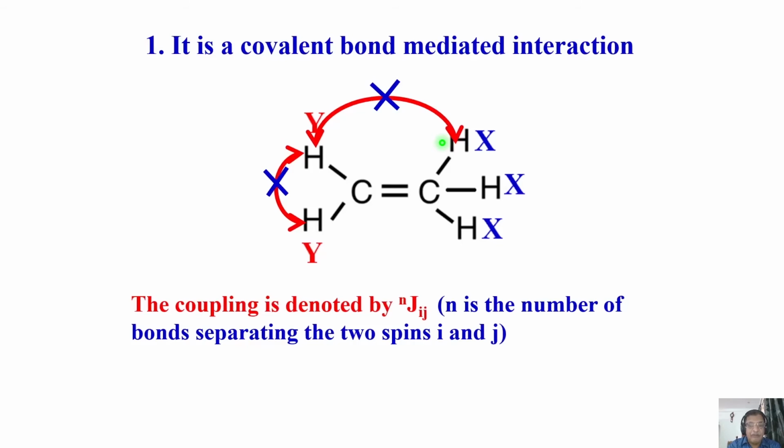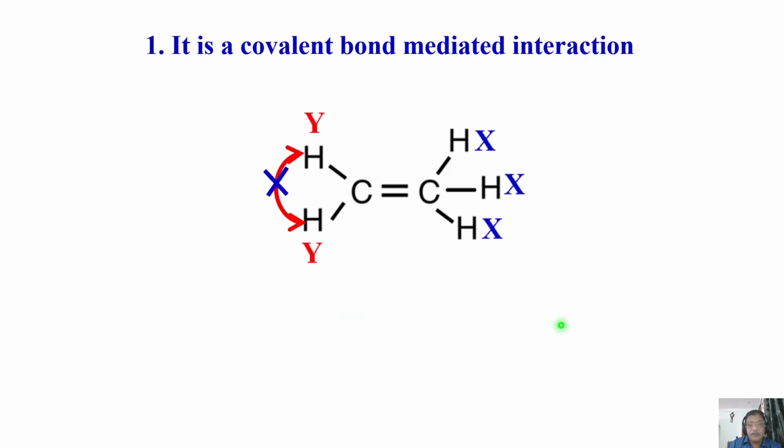Now, the coupling is always denoted by nJIJ. n is the number of bonds separating two spins. I and J are the two interacting spins. Now we'll go back to this example. This proton is coupled to this. How many bonds are there? 1, 2, and 3. So this proton and this proton are separated by 3 bonds. And if I call this proton X and this Y, so what is my nomenclature?